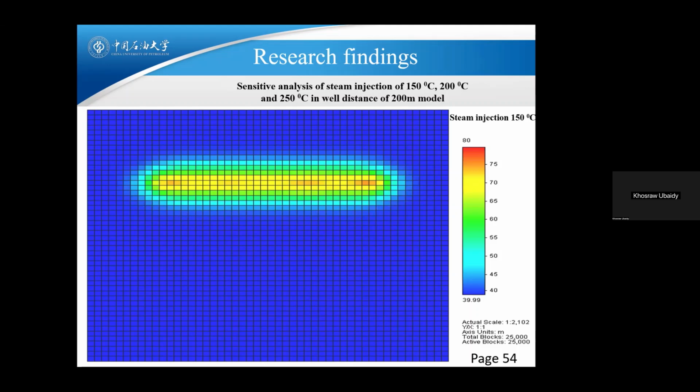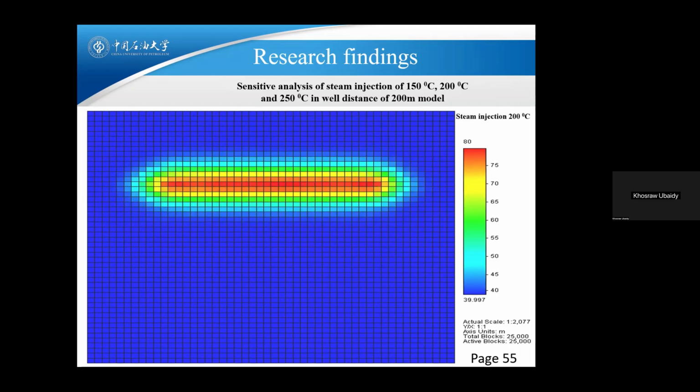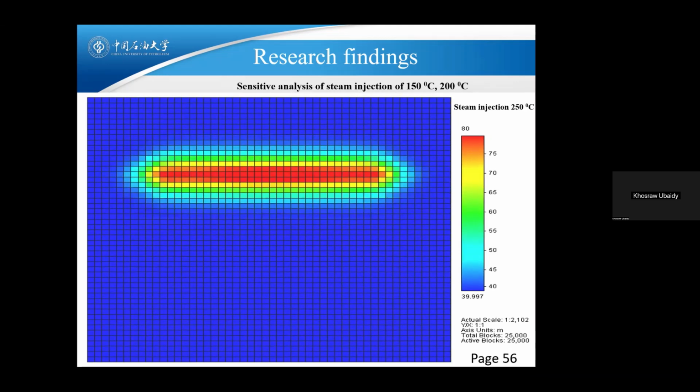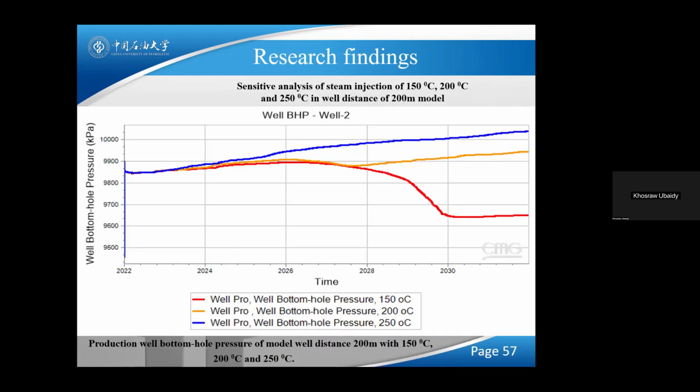For this one, we selected a 200-meter well distance this time, and we will see what will happen with steam injection of 150, and this is for 200, and finally this is for 250. We will see the temperature covers some part, but not as big as the 150-meter case. But still, we cannot judge which one is optimal until we see the graphs.